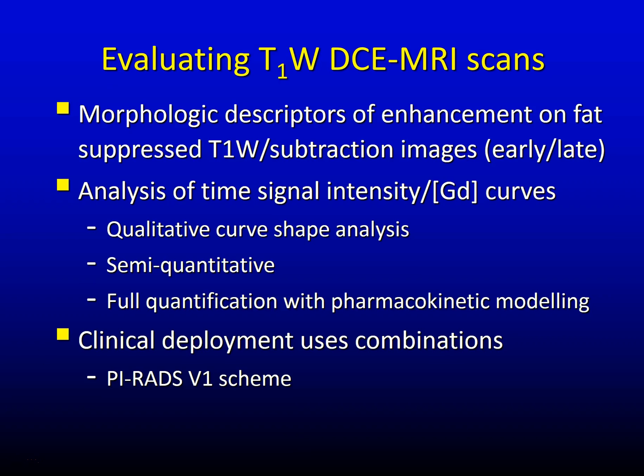Now, there are a number of ways of evaluating DCE scans. The easiest way is to use morphologic descriptors of the enhancement on fat suppressed or subtraction images. Another way to look at it is to look at the time signal intensity curves by themselves, and you can do this qualitatively via a shape analysis. You can do it semi-quantitatively, or you can do full quantification using pharmacokinetic modeling. Clinically deployed systems often use combinations of these ways of analysis.